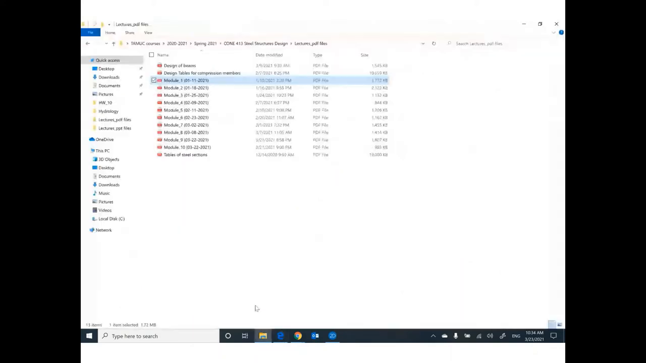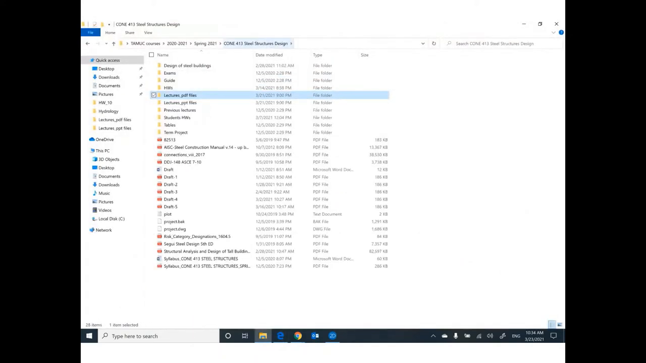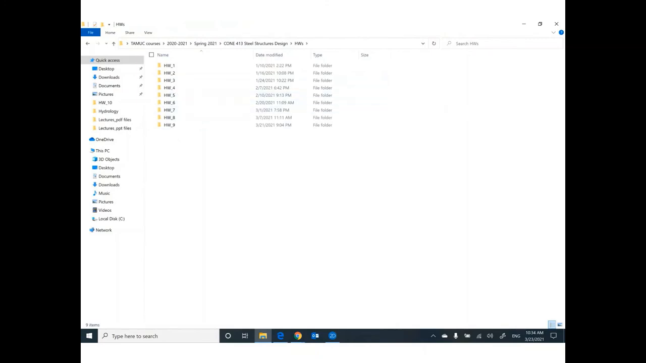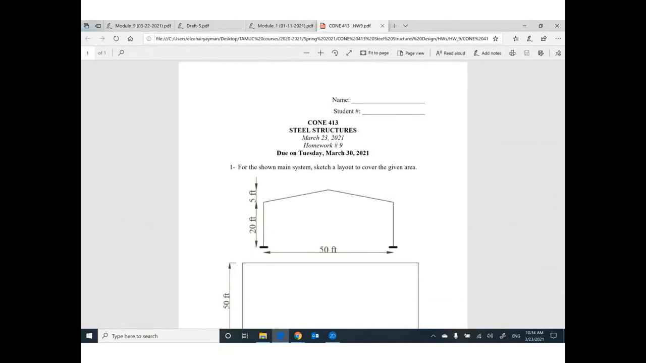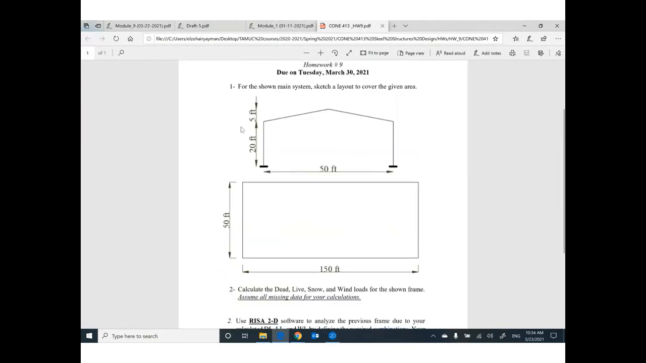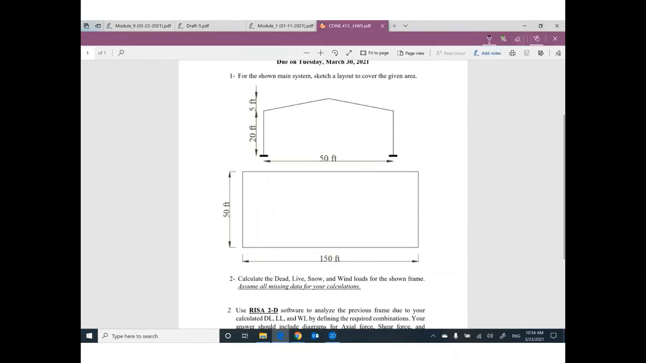If I open your current homework, homework number 9, I think, I will start from scratch. Can you go ahead and lay out, to draw the layout? Your main system is framed. Probably I will choose my spacing, probably 30 feet. So S equals 30. I will put my layout.